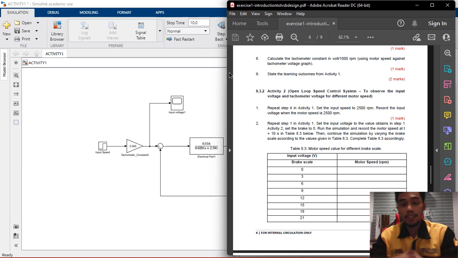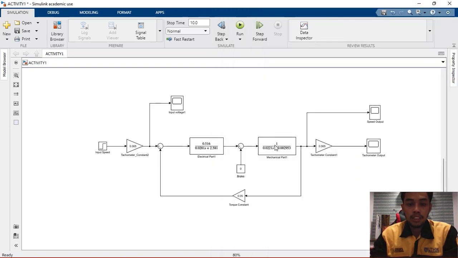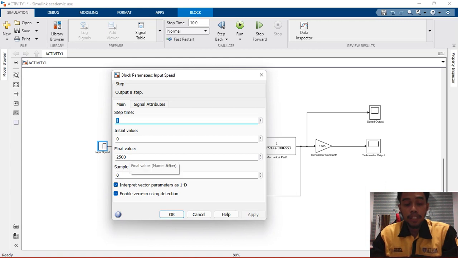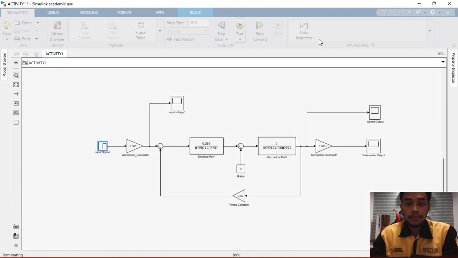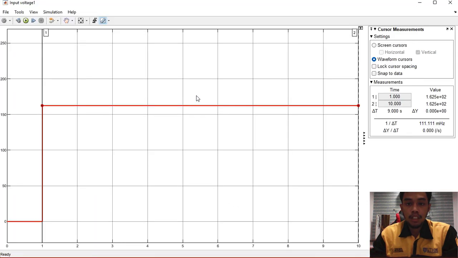I will present activity 2, which is the open loop speed control system. For this activity 2, we need to repeat step 4 in activity 1. We need to set the input speed to 2500 RPM. So we use the second block diagram here, which has the tachometer constant and the input speed, and then we set the input speed value to 2500 RPM, and then we need to find the input voltage. So we run the circuit, and then we obtain the input voltage at t equals 10 seconds, which is 162.5 volts.